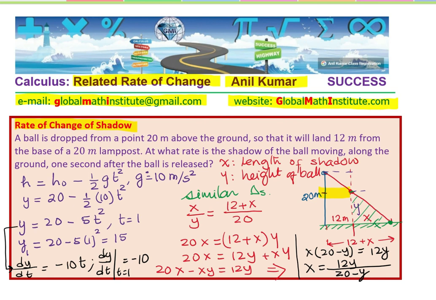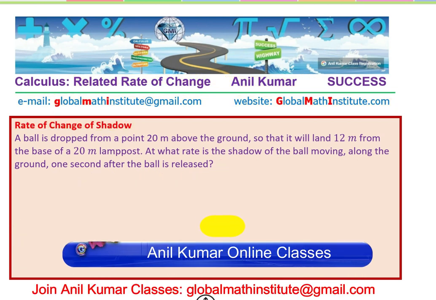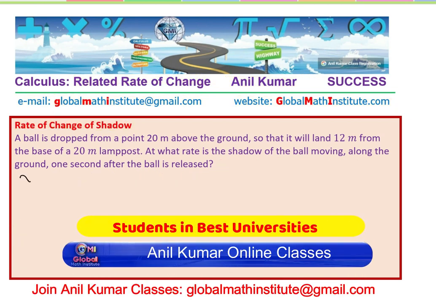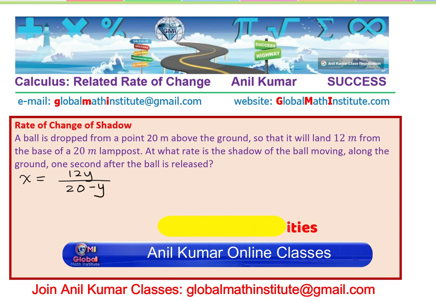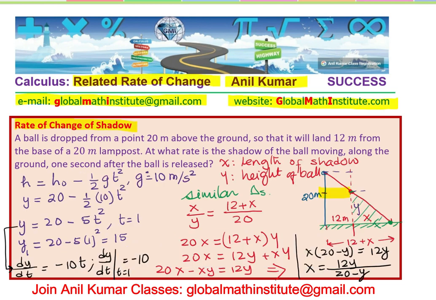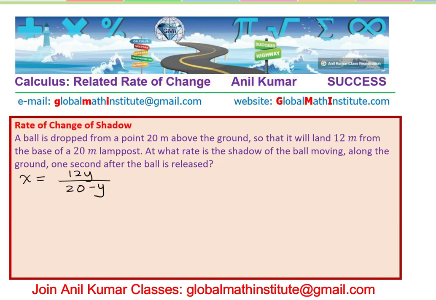So what you have learned here is how we relate different parameters and then find the rate of change of the shadow, correct? Let's take these equations on a fresh page and work out the details. One, we got the equation saying that x is equal to 12y over 20 minus y, correct? Just check: 12y over 20 minus y. Second, dy/dt is minus 10.